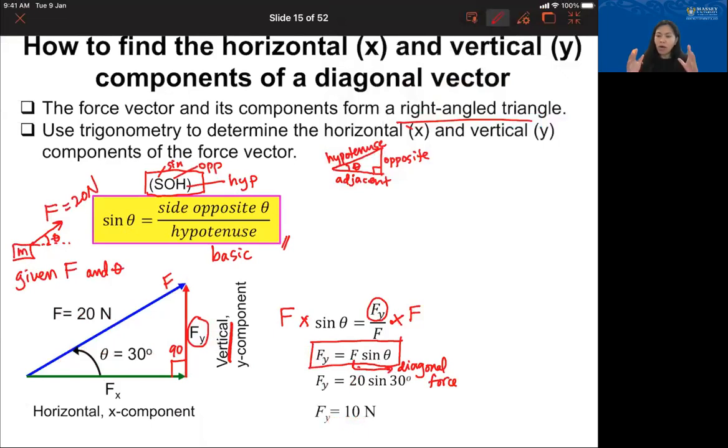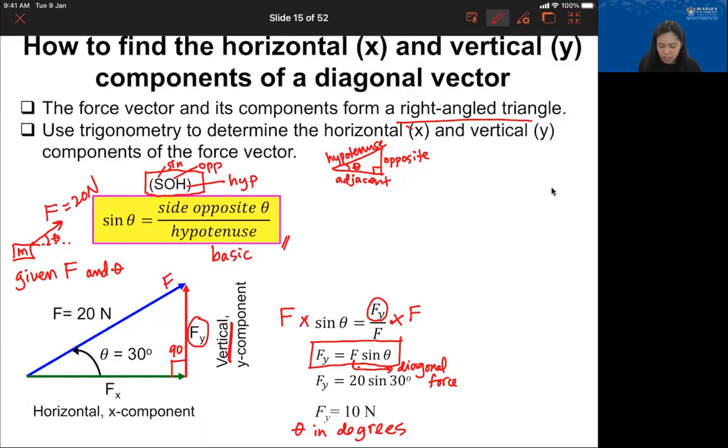Just a warning here: if you're using your calculator and you're not getting 10 newtons, make sure that your calculator is set to degrees. So the angle theta should be in degrees. Sometimes calculators are set to radians, so you might want to check the manual for your calculator if you're not getting 10 newtons when doing this sine theta, because if your calculator is set in radians, it will give you a different answer. So make sure your calculator is set in degrees. All right, so that's how you get the vertical component.